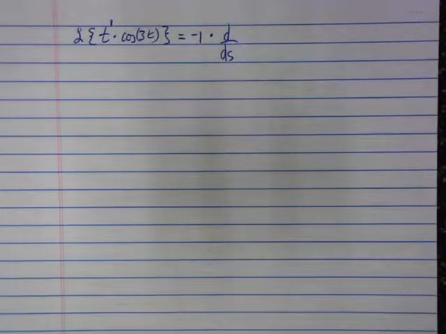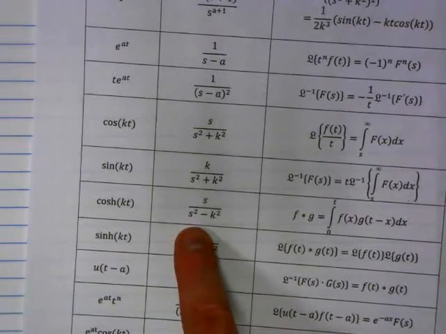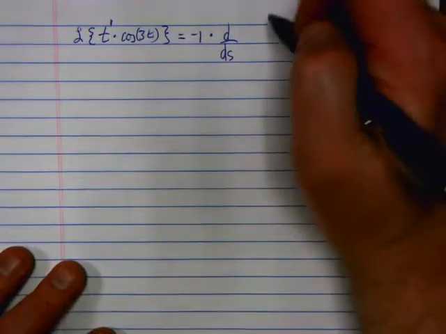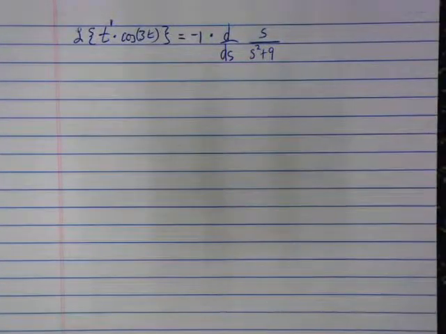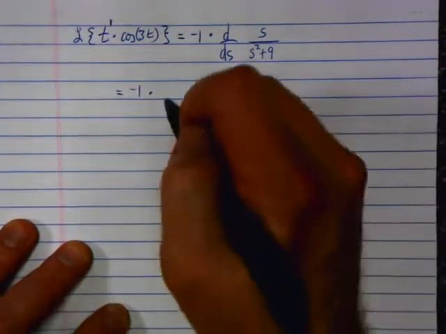What's the Laplace transform of cosine 3t? S over s squared minus 3 squared. That was hyperbolic? Okay, then we'll do s squared plus 3 squared. That would be cosine. I was pointing to the wrong one. All right, so now all I have to do is take that derivative. What's that? Answer is negative 1 times. I take the derivative. I got to use the quotient rule.